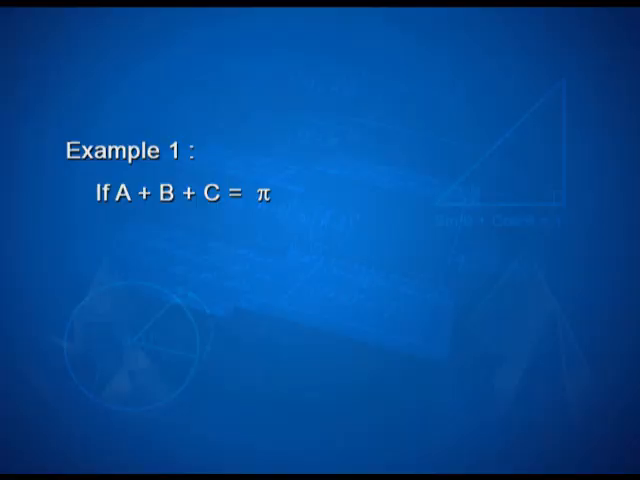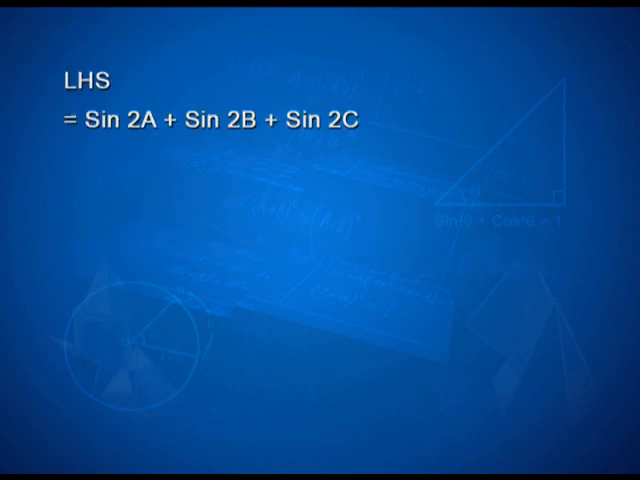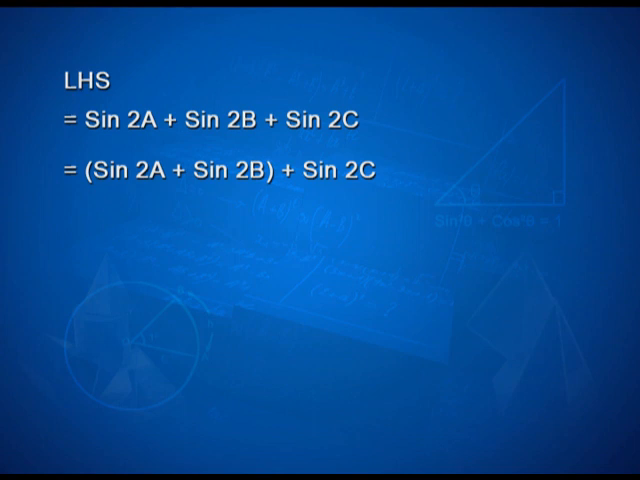Now, let us solve an example with the help of the algorithm. If a plus b plus c is equal to pi, prove that sin 2a plus sin 2b plus sin 2c is equal to 4 sin a into sin b into sin c. Now, LHS is equal to sin 2a plus sin 2b plus sin 2c. This can be expressed as sin 2a plus sin 2b on clubbing together plus sin 2c.